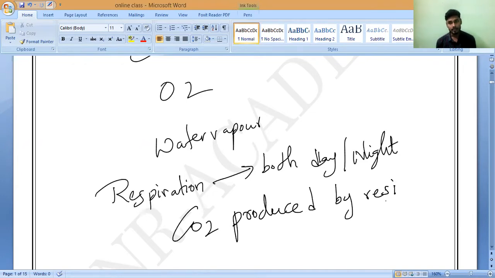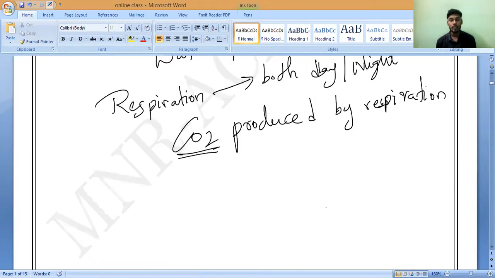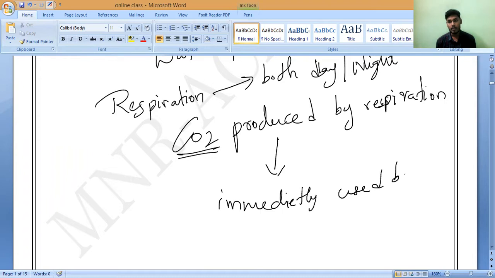What is that? Photosynthesis. Do you understand all of you? So during daytime, whatever CO2 has been produced by the plants is immediately utilized by the photosynthesis reaction. Do you understand all of you? Yes, sir.